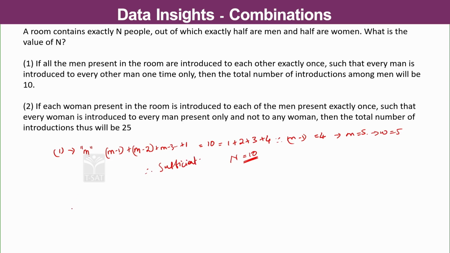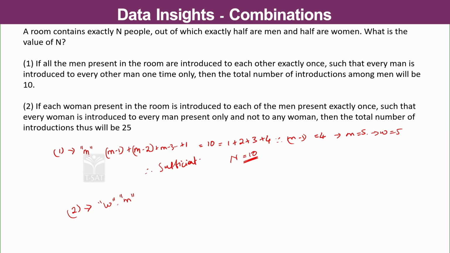Let us see statement 2. Statement 2 is if each woman present in the room is introduced to each of the men present exactly once, such that every woman is introduced to every man present only and not to any woman, then the total number of introductions thus will be 25. So, each woman is introduced only to a man. There are W women and there are M men. Actually, they are equal, W is equal to M.